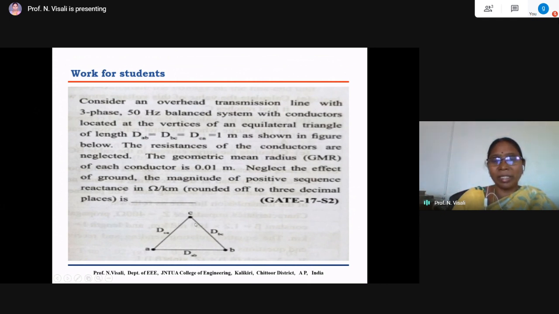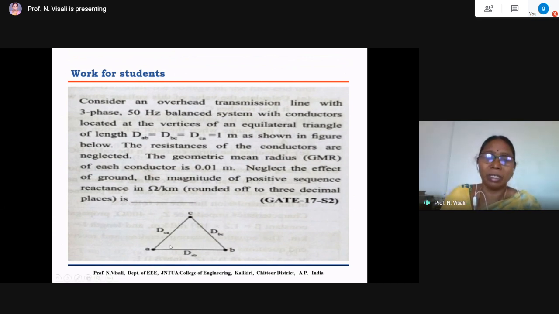That means R dash is given directly. Neglect the effect of ground. Ground also they have neglected. Then the magnitude of positive sequence reactance in ohm per kilometer, rounded up to 3 decimal places, is what? First, what you have to do, it's a very direct problem.